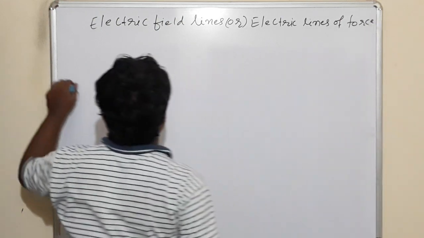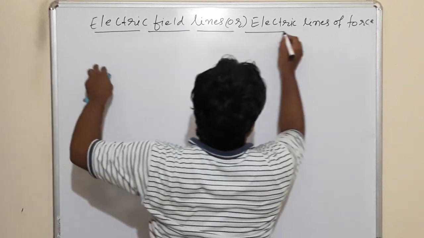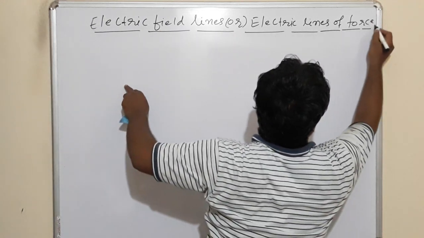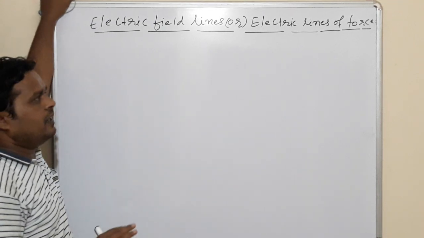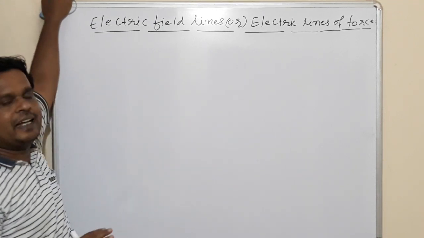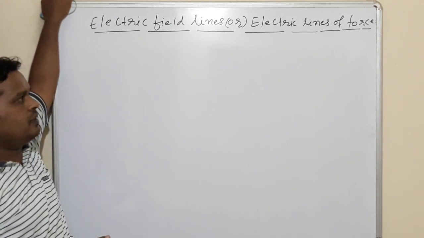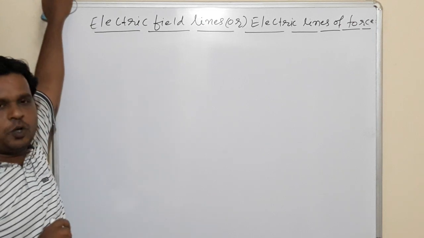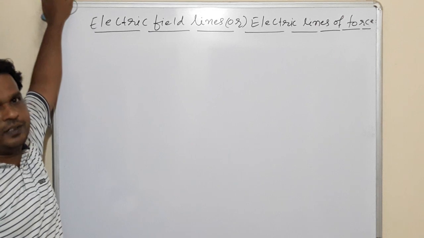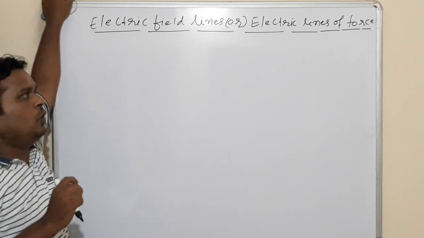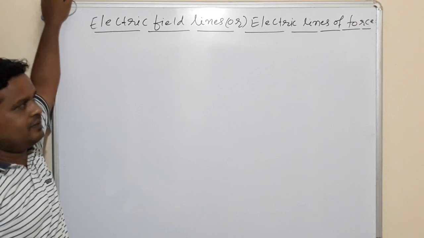Okay, what these lines are and why these lines are drawn in a system of charge or isolated charge, that we discuss. Clearly to say, these lines don't have any physical existence. They are imaginary lines, and these lines are drawn geometrically, or these are the geometrical constructions which will give the visualization of electric field in a particular region.